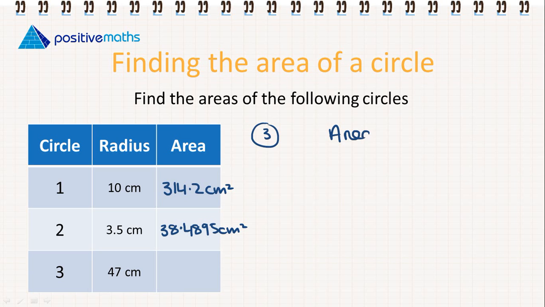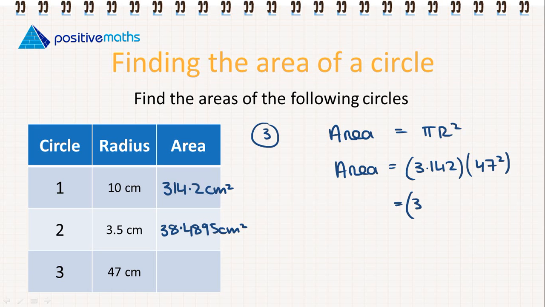And then for circle 3, again, we're just finding our area. This time it's 47 squared, so that's 2209. So we get 6940.678 centimeters squared.